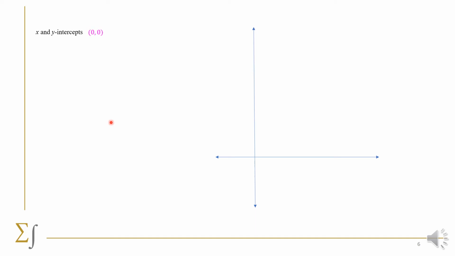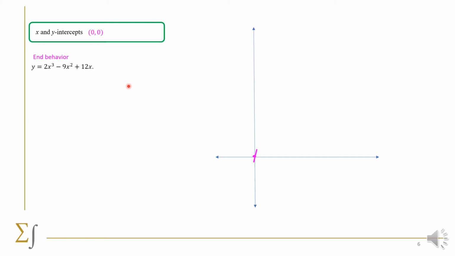We know that the x and y intercepts were 0 and 0, so here comes the 0 and 0 to sit in its place, the origin. Next, which way should the curve go? This way or that way? In order to decide, we need to know the end behavior of the function, so the curve representing the function.